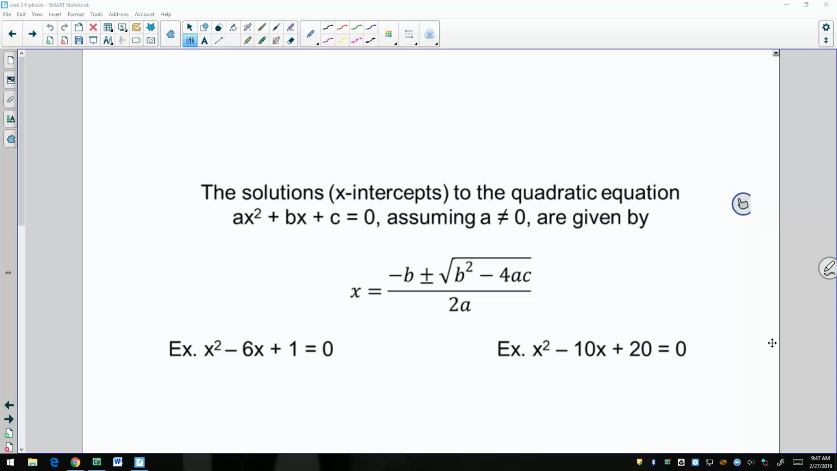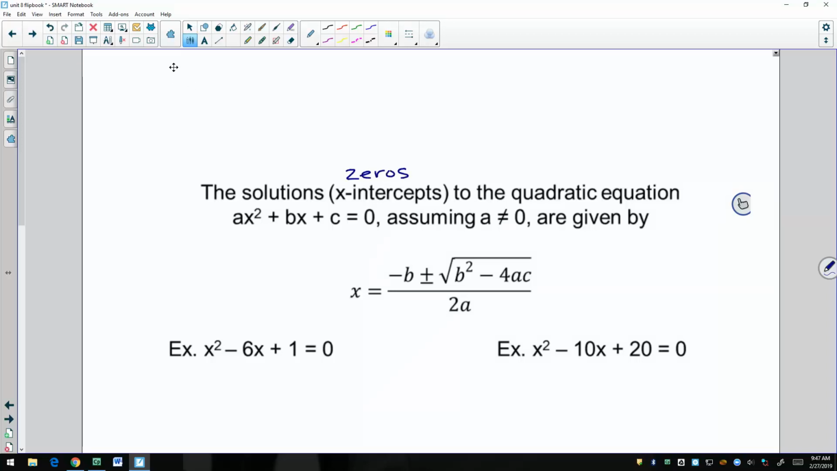Today's lesson on Unit 8 is all about the quadratic formula, which should be a review from Algebra 1. Before we begin though, let's do a quick review about what it means to find the solutions to a quadratic equation, otherwise known as the x-intercepts or the zeros.